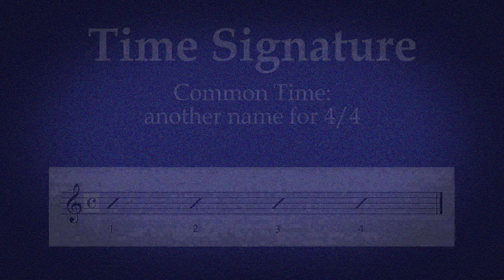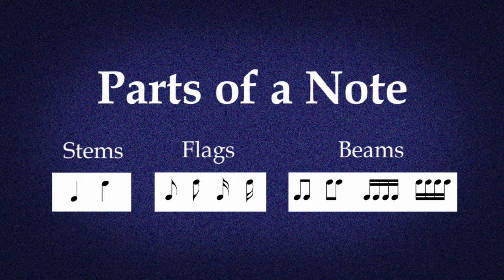I mentioned in the last video that the other parts of the note, the stem, flags, and beams, tell us about its rhythm. So it's the overall appearance of the note, or which of these pieces we use, that tells us how long that note should last. Here are the most common types of notes with their names and durations.